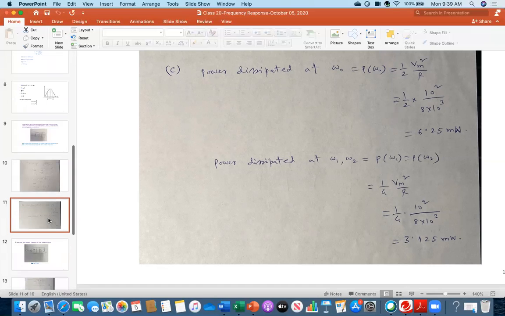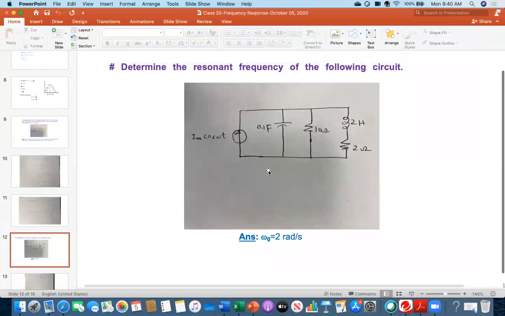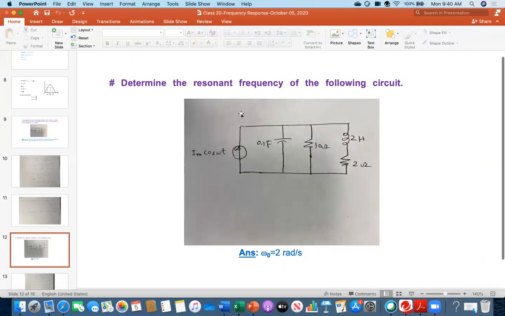Okay, I will show you another numerical problem. Look everybody, the question is: determine the resonant frequency of the following circuit. So this is a parallel circuit. The current source is given in terms of Im cosine of omega t. This value is not given. And the capacitor value is 0.1 farad, resistance value is 10 ohm, and then there is an inductance in series with a 2 ohm resistance.